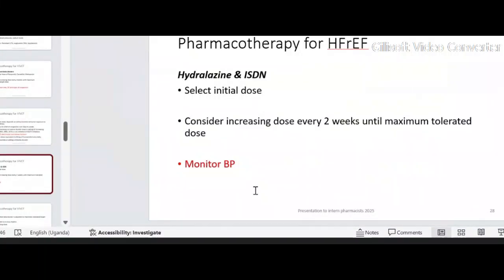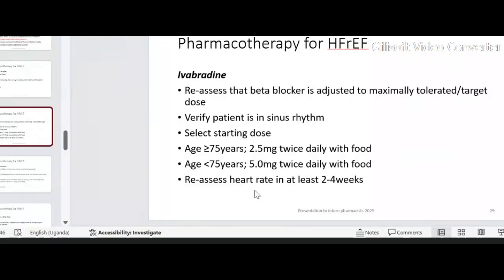Okay, there are other drugs like hydralazine and isosorbide dinitrate, and these ones reduce blood pressure. But we tend to use them a lot in patients who we have used all the GDMT, the guideline directed medical therapy, but are still having symptoms. We can give them hydralazine and what? Isosorbide dinitrate. We monitor blood pressure because the patient will have their blood pressure reduced.